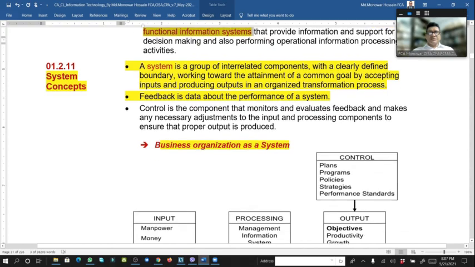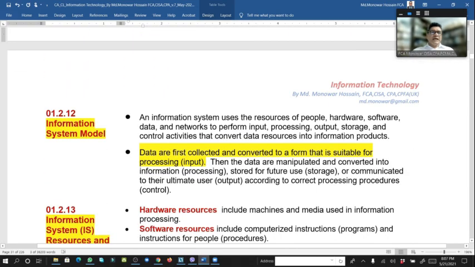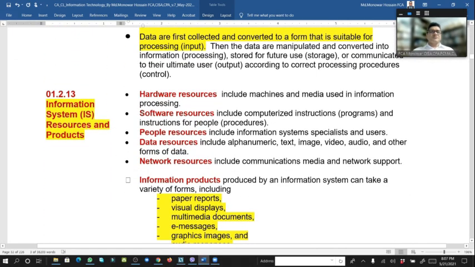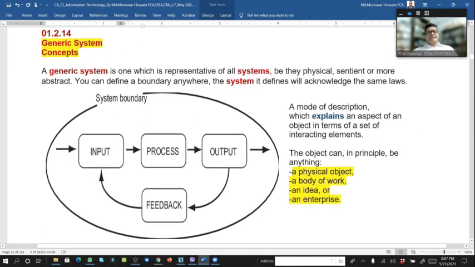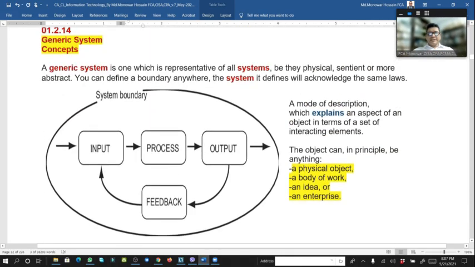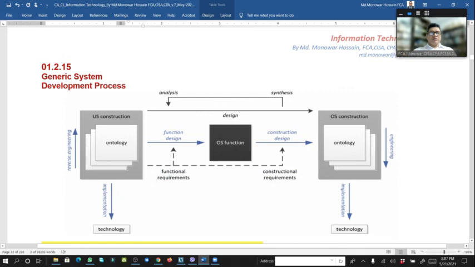The system concept we have seen here, the information system model, information system resources, and also a generic system. So we have completed our chapter 1.